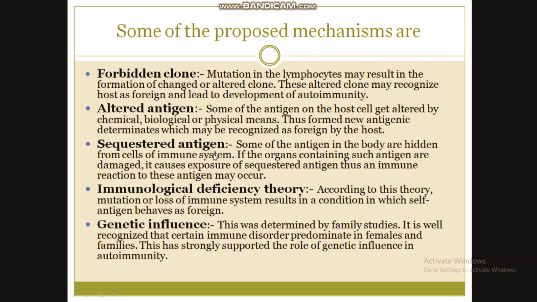Third one is sequestered antigen. Some of the antigens in the body are hidden from cells of the immune system. If the organs containing such an antigen are damaged, it causes exposure of the sequestered antigen. Thus, an immune reaction to this antigen may occur. Fourth, the immunological deficiency theory. According to this theory, mutation or loss of immune system function results in a condition in which self-antigen behaves as foreign. Fifth and last one is genetic influence.